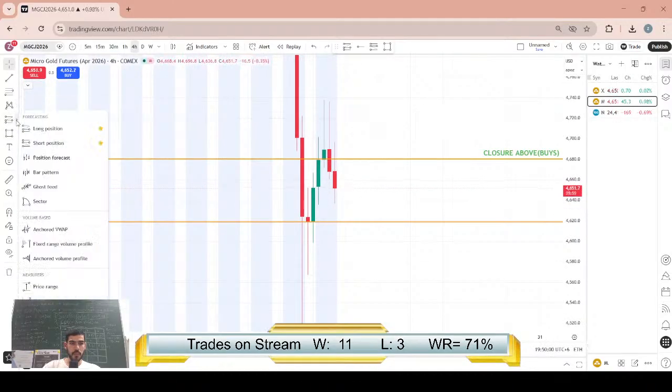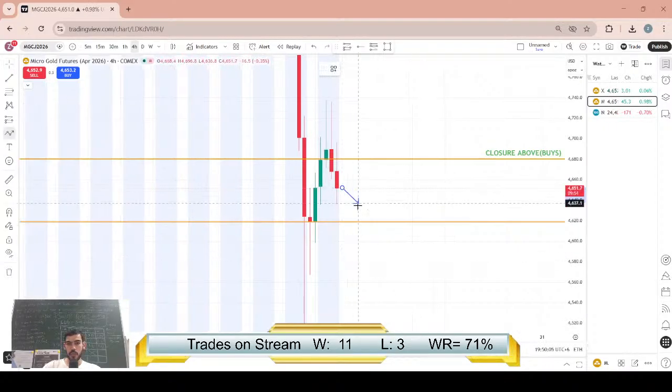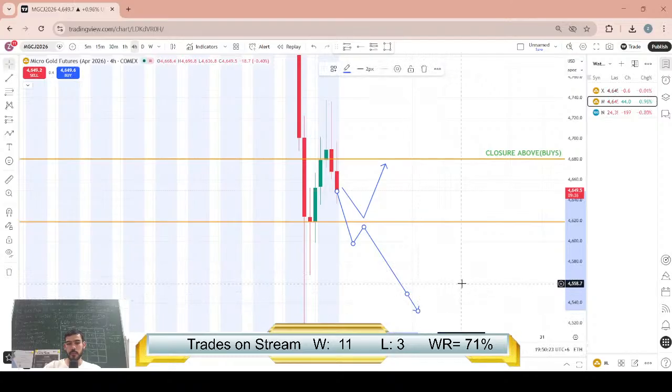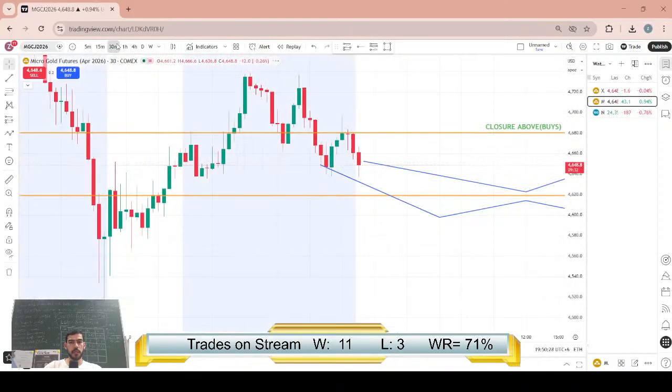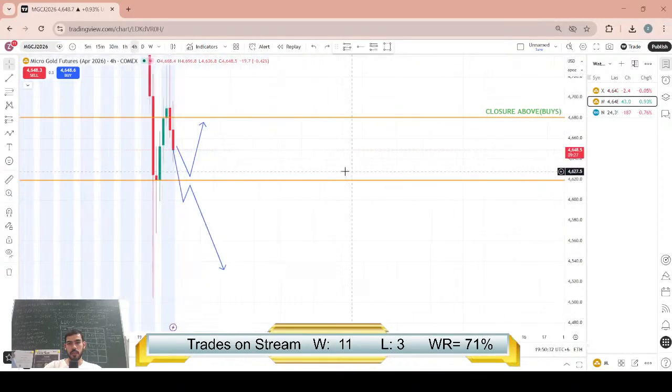So why is there a high probability? Because there is no other way to go. Either it will fill this range and move up like this, or it will fill the range, or even we get a closure below, and move down like this. Yep, something like this. That's the only possible scenarios at the moment. That's what we are anticipating now.